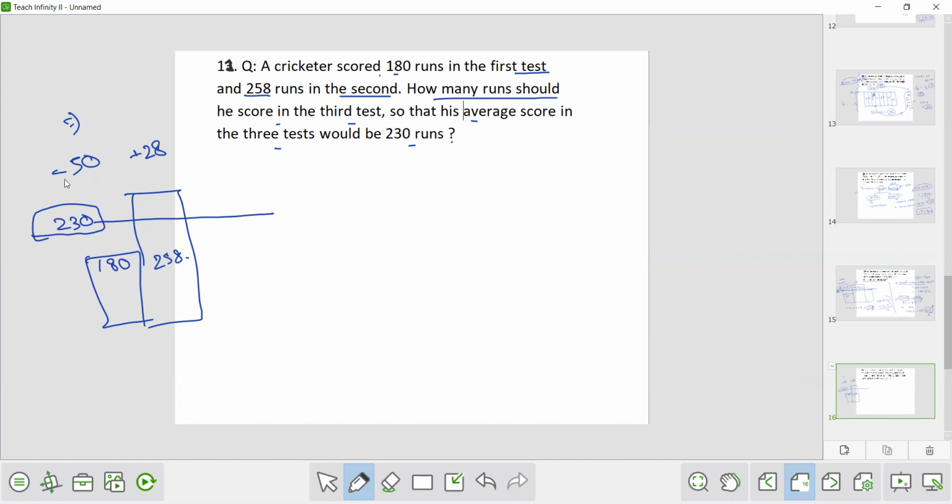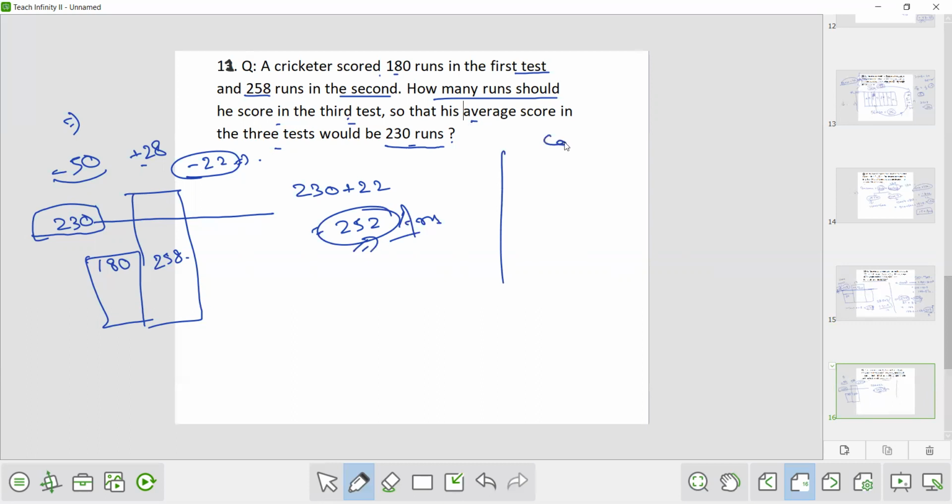Now, what will be the score for the last test so that the average score becomes 230? So for the last test, we have to see whether he is in deficit or surplus. So here minus 50 plus 28, that is minus 22. So he is in deficit, and he has to fulfill this deficit. So this deficit will get added to the average and it will become 252. So 252 is the answer. He should score 252 runs in the third test to match his average score of 230 runs.